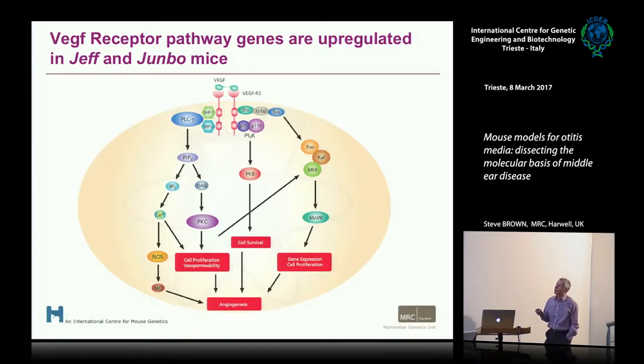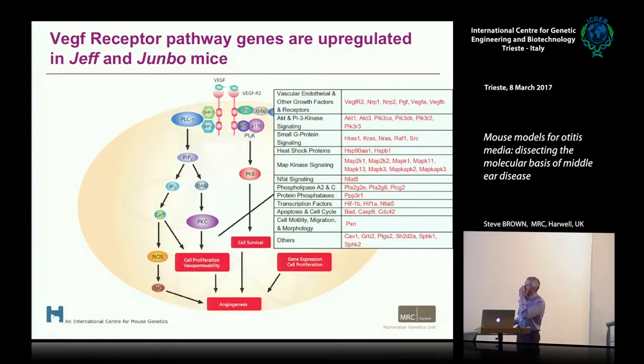From all the evidence we have, if VEGF is regulated, what's happening to the VEGF receptor pathway genes? Are they upregulated in Jeff and Jumbo mice, with impact on areas such as cell proliferation, angiogenesis, vascular leak, and so on? And the answer is yes as well. Look at many of these genes downstream of VEGF. These are all the genes in red that are upregulated. They are all impacted by changes in these mutants in HIF1 signaling, downstream of that VEGF, and subsequent pathway changes, all of which are likely to lead to the inflammation and exudate that we see in chronic otitis media.